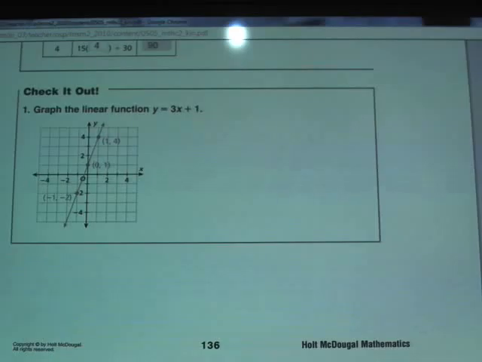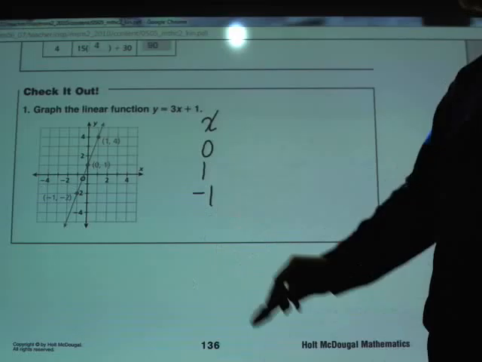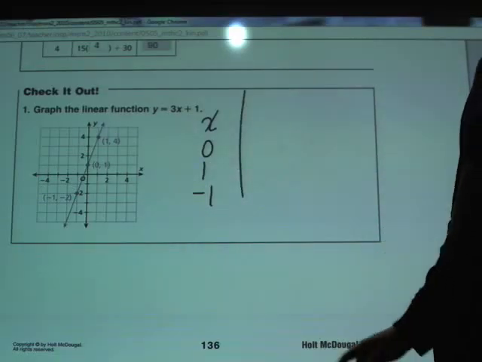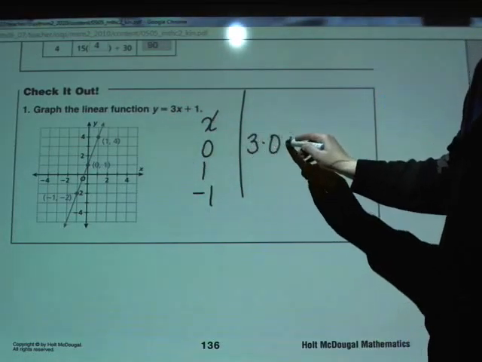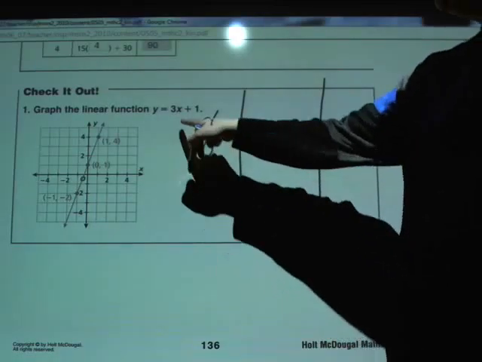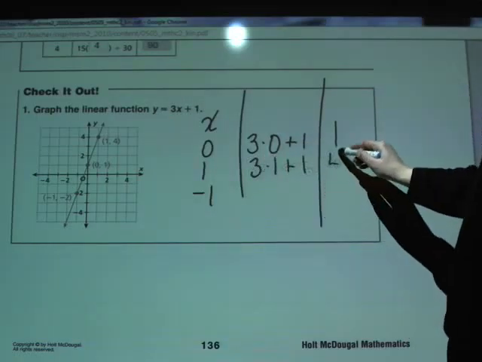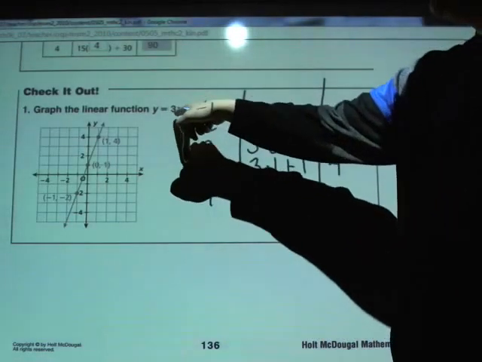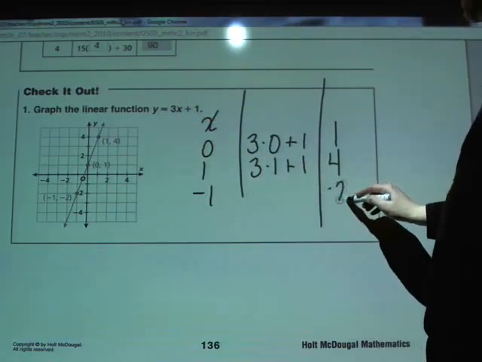All right, last one here, we're graphing the linear function y equals 3x plus 1. Let's make ourselves a little table here. We're going to pick our own inputs. I'm going to pick 0, 1, and -1 like we did earlier. First time through, I'm going to change x into 0. 3 times 0 is 0, plus 1 is 1. Second time through, I'm going to change x into 1. 3 times 1 is 3, plus 1 is 4. Last one, -1. 3 times -1 is -3, plus 1 is going to give me -2.